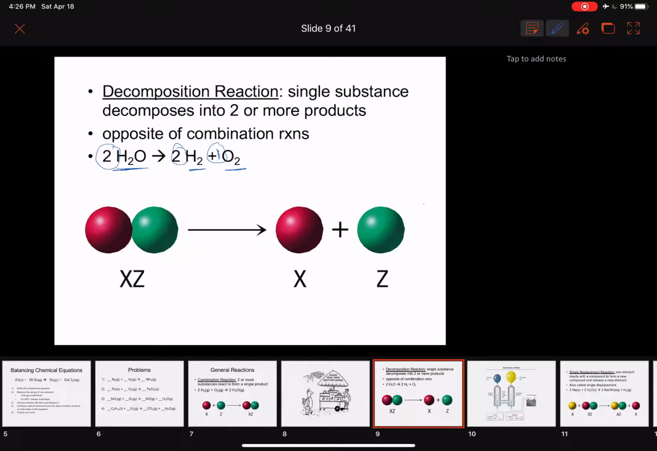So then we have 4 hydrogens on both sides and we have 2 oxygens on both sides. And remember, that's the conservation of matter, or the conservation of mass, which says we have to have the same number of each element on each side, and we have to have the same mass on each side. So how might I do this reaction right here? Break water down into hydrogen and oxygen.